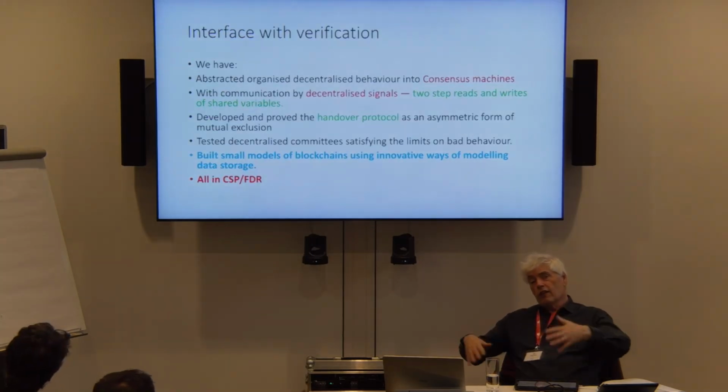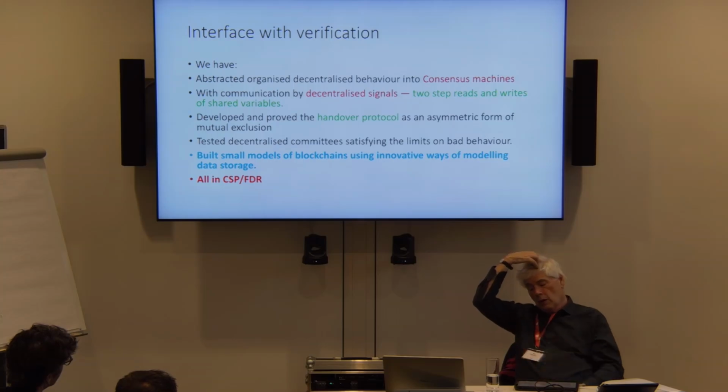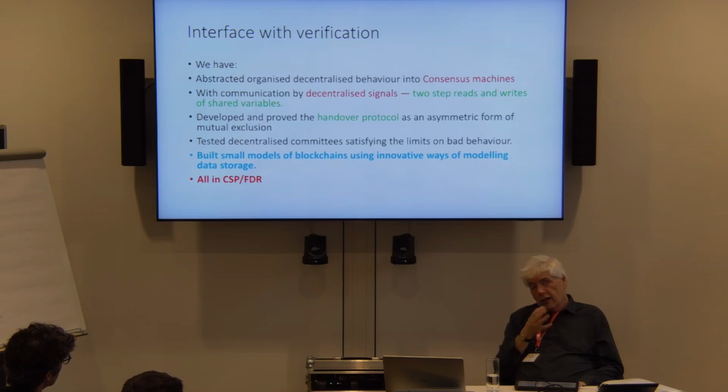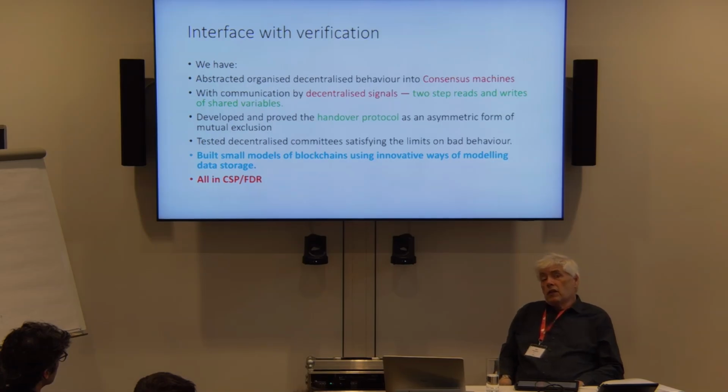So that really finishes my introduction to stochastic proof, but what I want to do is briefly say how it interacts with perhaps your main interest, which is verification. So we've abstracted organized, decentralized behavior into things which we call consensus machines, where people move from one state to another by consensus.